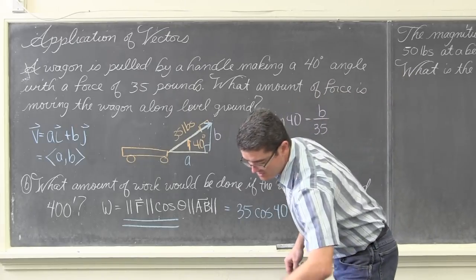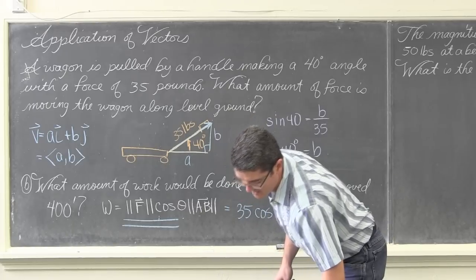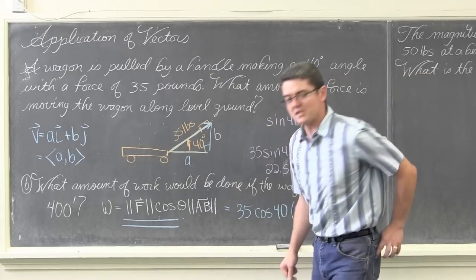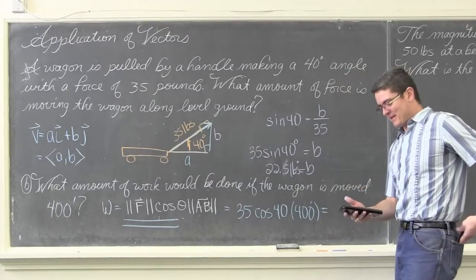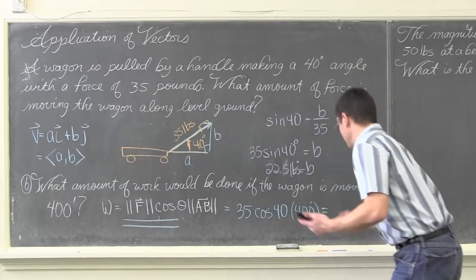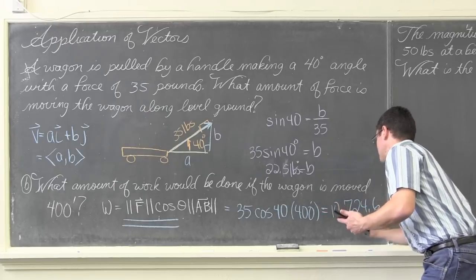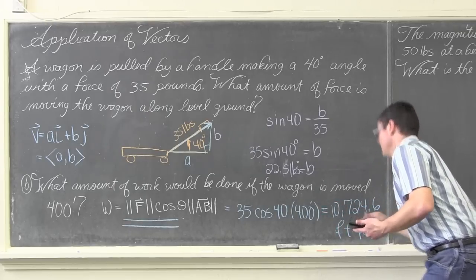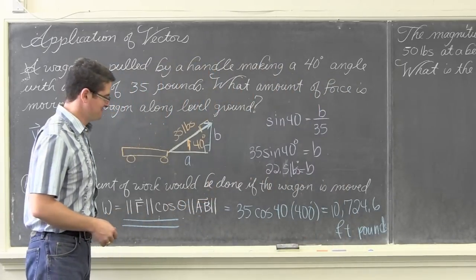And that answer comes out to, dig out my notes here. Oh, didn't work that out. Well, let's go find that answer, shall we? All right, sorry about that. So we got a total of 10,724.6 foot-pounds of work. All right, let's go on to another example.